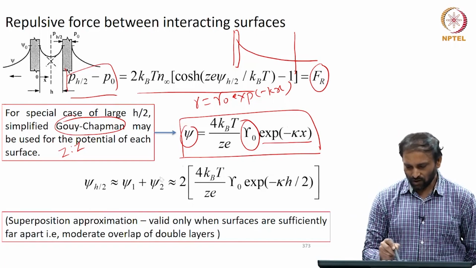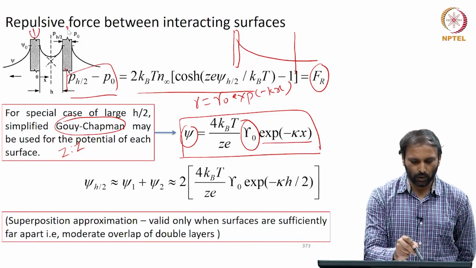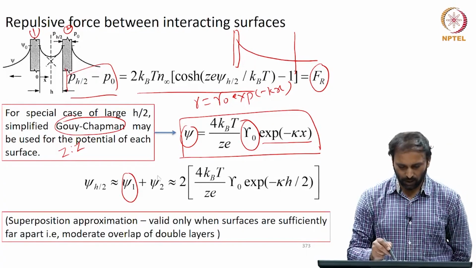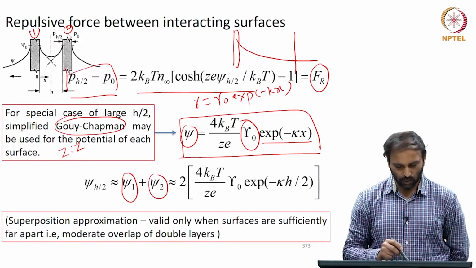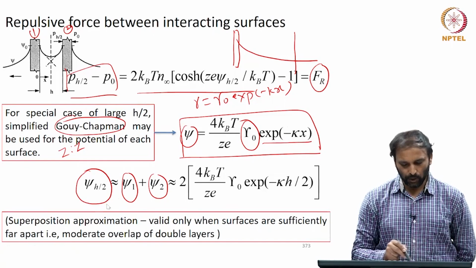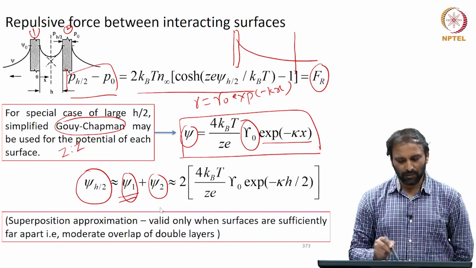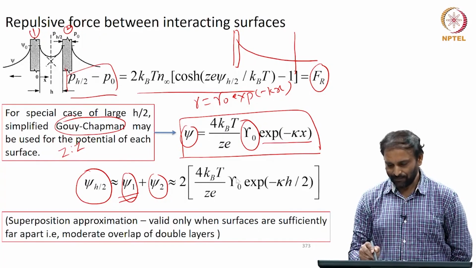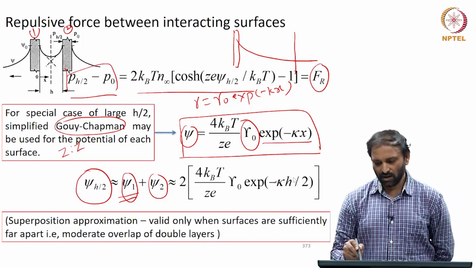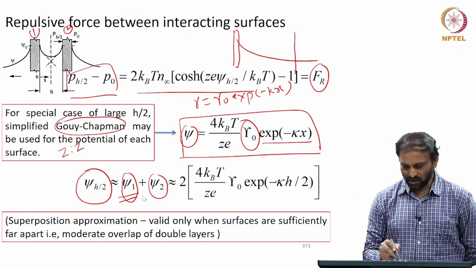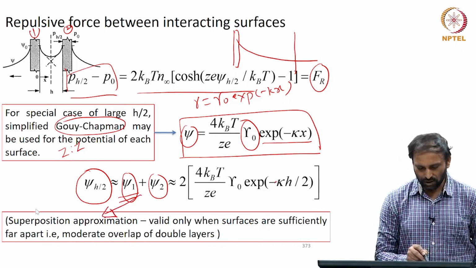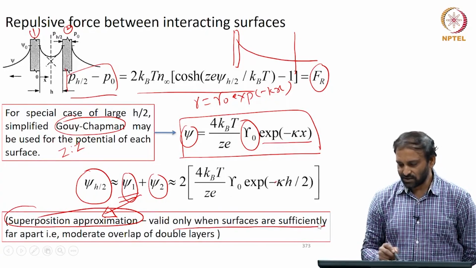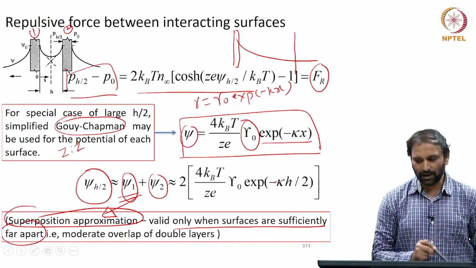So, what we are going to do, because we have two plates, plate 1 and plate 2, there is going to be psi 1, the contribution that comes from plate 1, and psi 2, the contribution that comes from plate 2. So, we are going to say that psi at h by 2 is the summation of psi 1 plus psi 2. Therefore, psi at h by 2 becomes 2 times 4 kBT divided by Z e gamma naught exponent of minus kappa h divided by 2. Okay. This particular approximation is what is called the superposition approximation, which is valid only when the surfaces are sufficiently far apart.